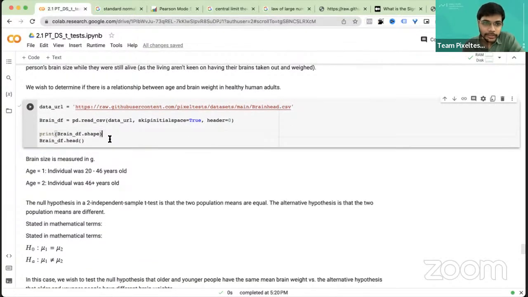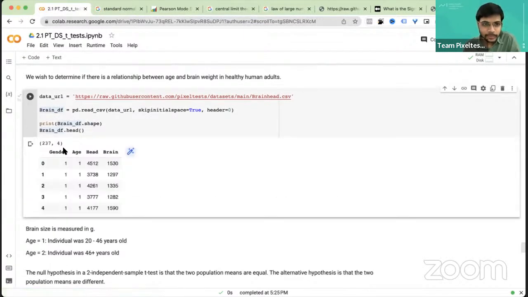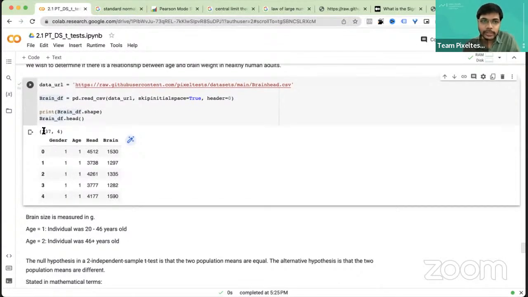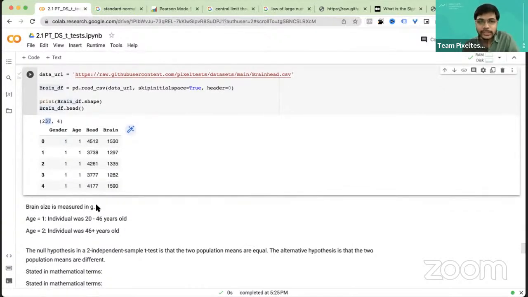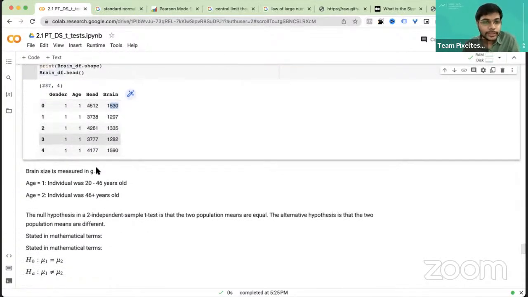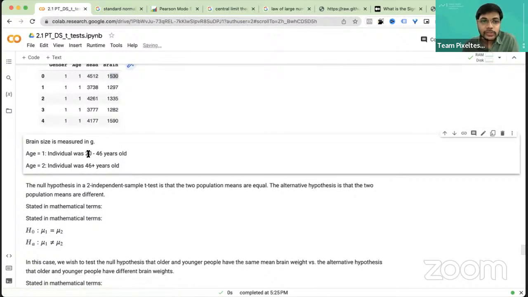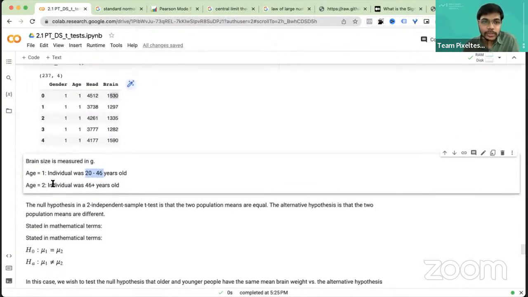Now let us go ahead and import that into a data frame. We are creating a new data frame called brain_df, copying all of this into that particular data frame. Let's see how many rows we have. We have 237 rows and 4 columns. So there are 237 rows: gender, age, head, and brain weights. The brain size is measured in grams, right? So here it is 1.5 kgs. Okay, so now we have understood. Age 1 individuals were 20 to 46 years old. Wherever it is age 2, the individual was 46 plus years old, right?